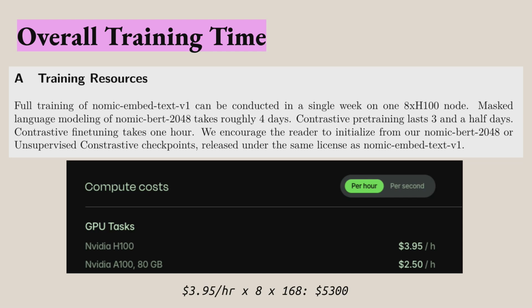So just as an estimate, I was looking at Modal, and they have a single H100 for about $4 an hour. So if we take 8 of those and multiply that by the hours in a week, this is about $5,000 total cost, which is not nothing if you're GPU poor, but in terms of the state-of-the-art performance that they're achieving, I think that's incredible.